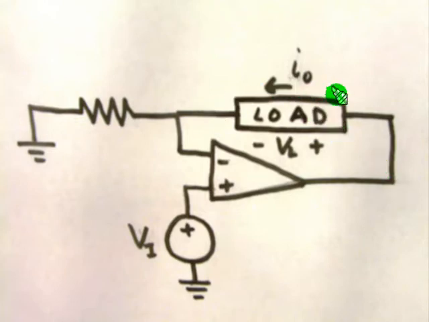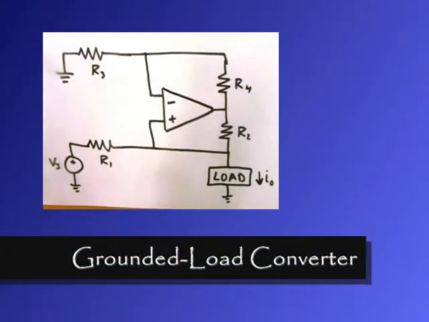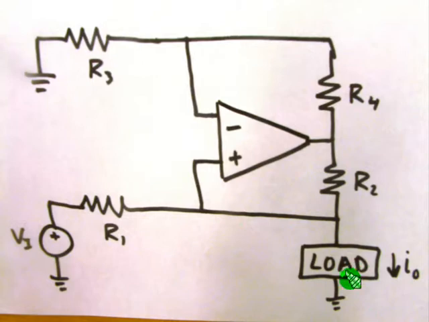This circuit would be very simple to build, needing only one resistor and a voltage source to allow for a voltage drop here, which would result in a flow of current across the load. This picture here is a grounded load converter. With this setup, you can connect your load to the ground.